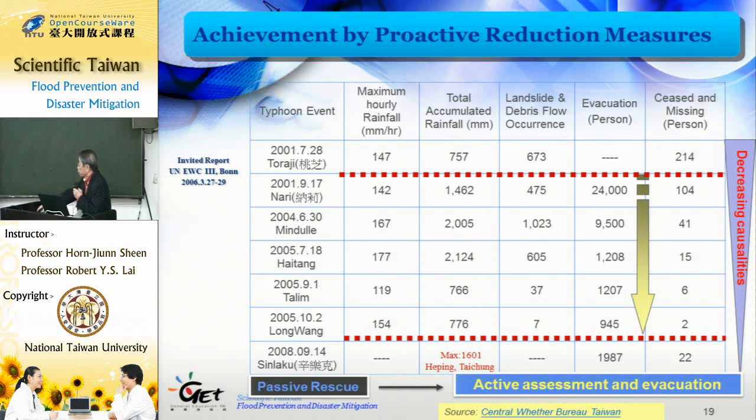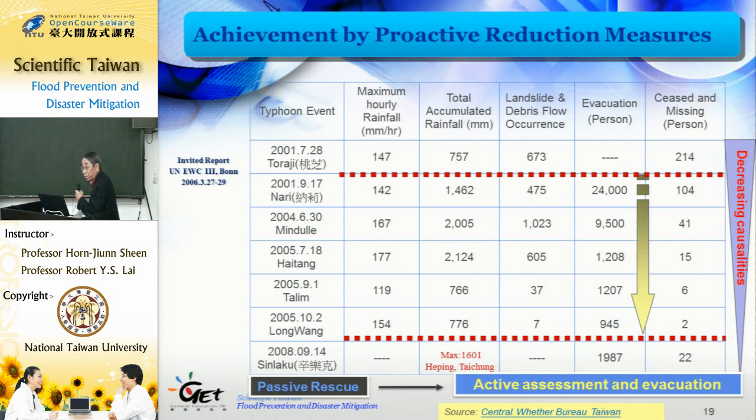Oh, this one, that is, this system was installed. Okay? And then we only count now. This one was 2005, okay? Now 2008. Typhoon Sinlaku comes. Although the system was still working, however, the casualty unfortunately increased to 22.